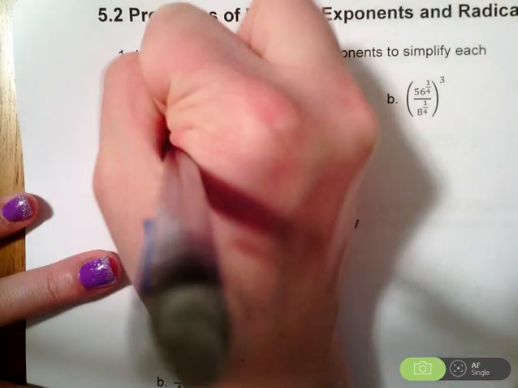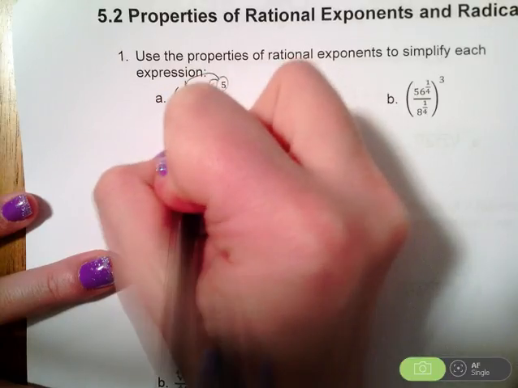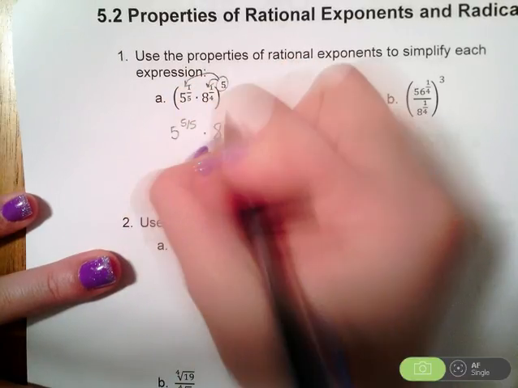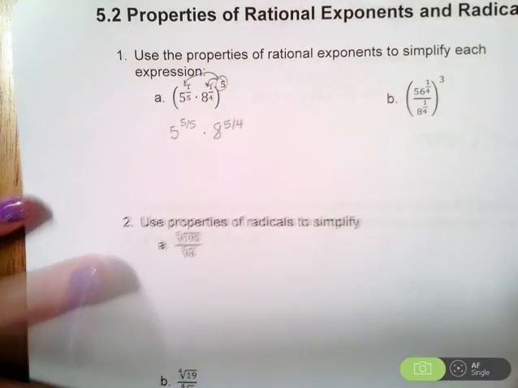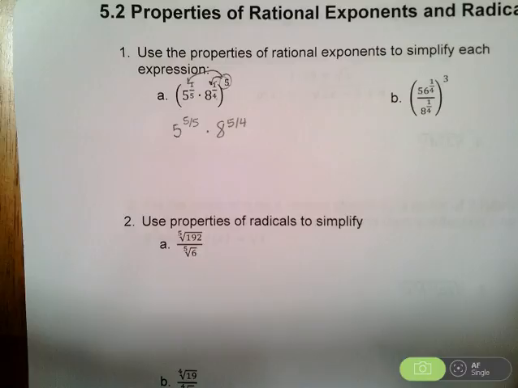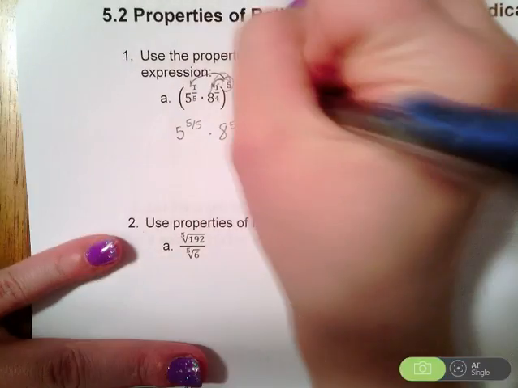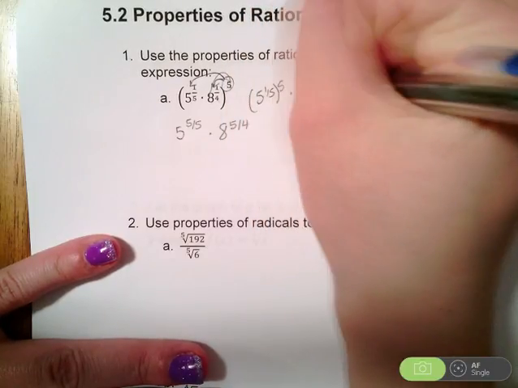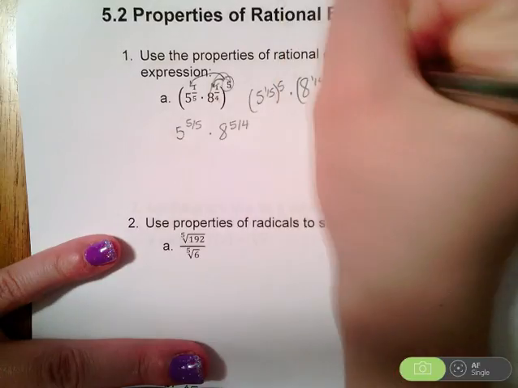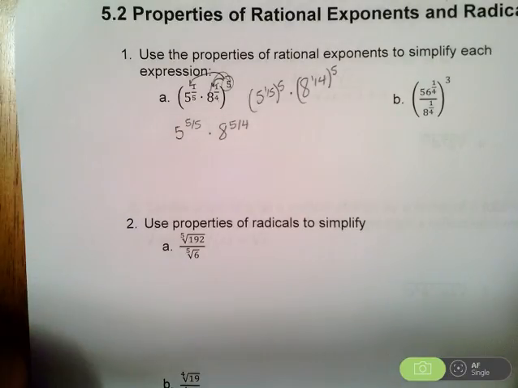So we've got 5 to the, well, 1/5 times 5 is 5 over 5, times 8 to the power 5 times 1/4 is 5/4. And here what you have to understand is that the 5, you don't really multiply it by the base. It's like this: you've got 5 to the 1/5 all to the power of 5, times 8 to the 1/4 all to the power of 5. So don't multiply 8 by 5. I see that a whole lot. Don't do that, okay? Now we can simplify.